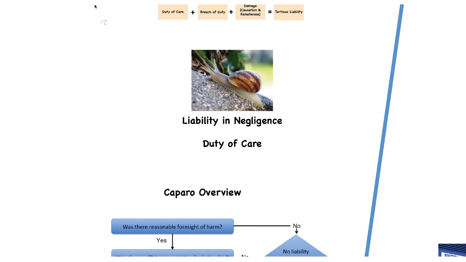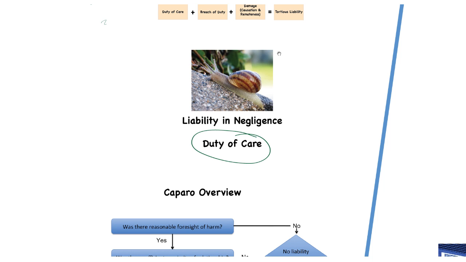Okay, let's take a look at the first of our videos on liability and negligence, and we're going to focus on duty of care. And just in case you think I've gone completely barking mad because I've got a picture of a snail in the middle of the video, for those of you that don't know anything about tort at the moment, all will become apparent about this snail. It probably forms the basis of one of the most famous cases in English law. But more of that later.